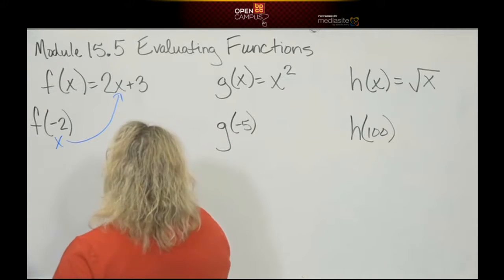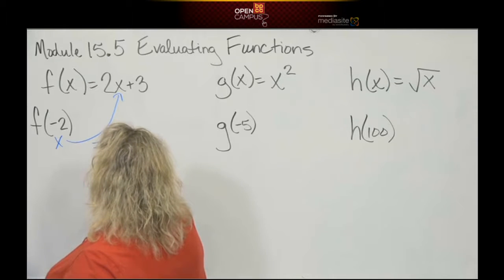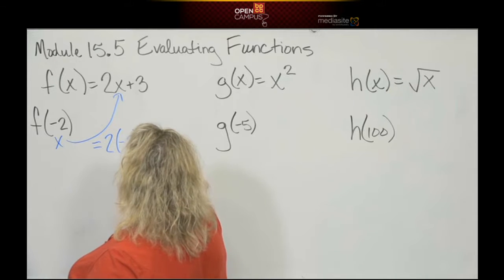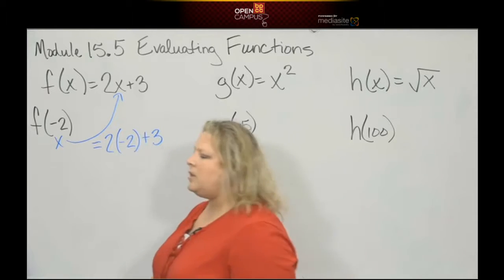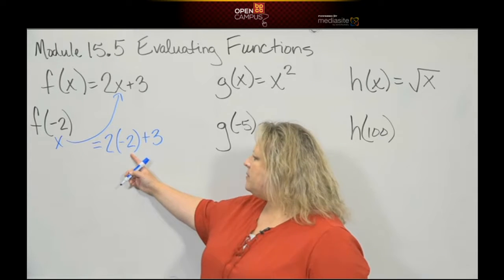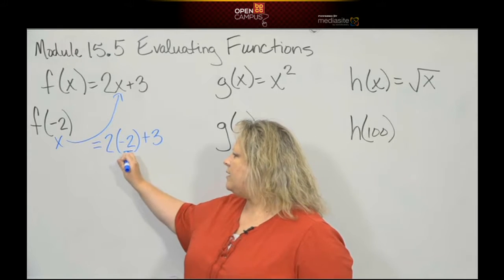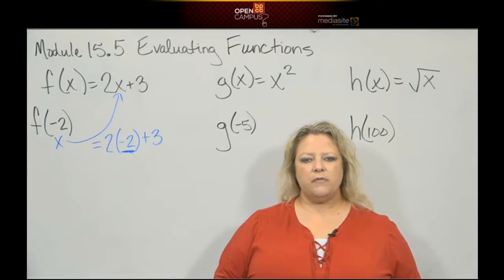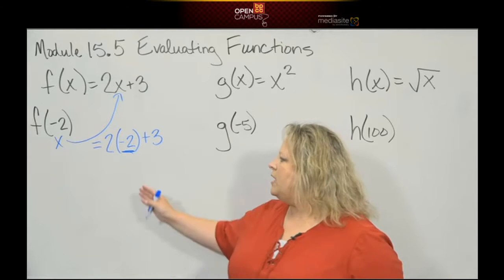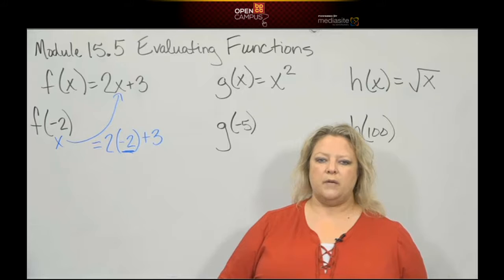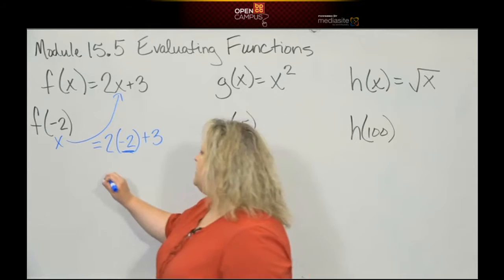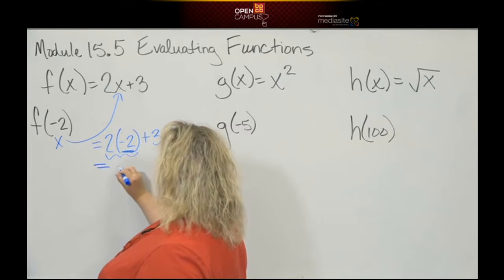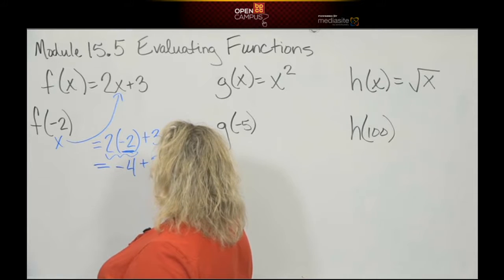So that's going to be 2 times negative 2, because negative 2 is my value for x, plus 3. So once you do the substitution, okay, here's my substitution right here, then you're just going to evaluate it. And evaluate means use order of operations and just work it out. So if I'm going to use order of operations, what comes first? That's right, multiplication. So let's do that multiplication first. 2 times negative 2 is negative 4, and then plus 3.